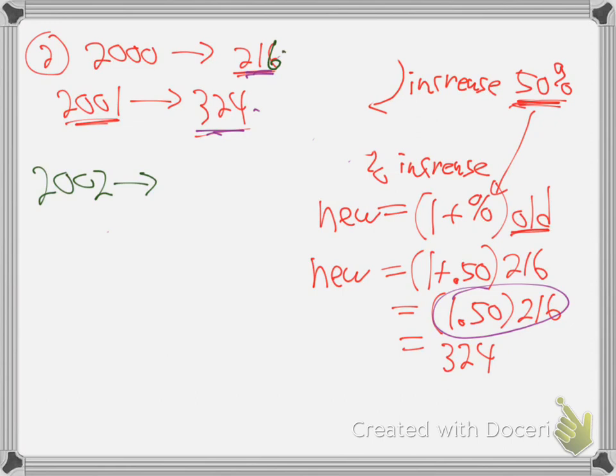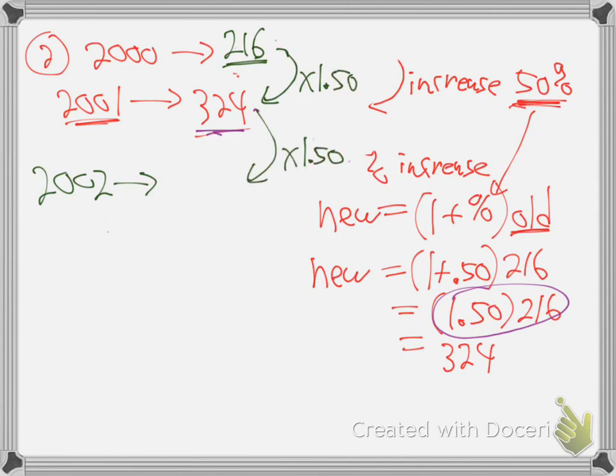So you start with 216, because just like 7 was the starting number on the last problem, 216 is the starting number here. And go times 1.50, times 1.50, etc. You just keep multiplying by 1.50 because that increases 50%, doesn't it? 1 plus 50% on that.